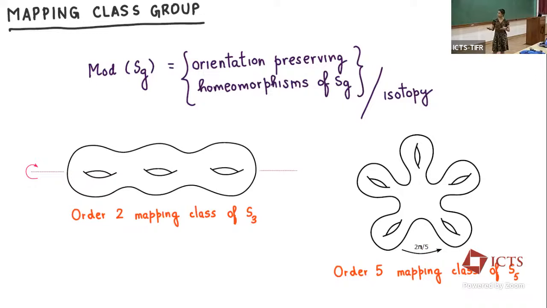Another example is if we consider S3 here and we just consider the action of rotating it by 180 degrees, like imagine barbecuing this surface about the central axis. So this gives us an order 2 mapping class in S3. And similarly, if we consider the genus 5 surface in this flower pattern and imagine rotating through its center by 2 pi by 5, we'll end up getting an order 5 mapping class. So these are a few finite order mapping classes.